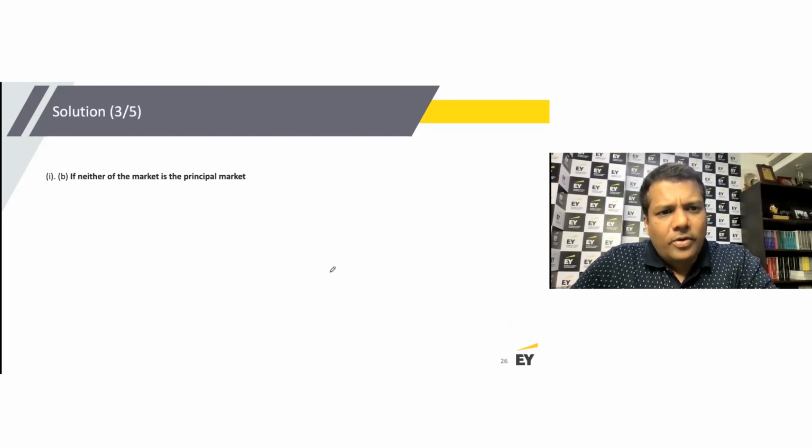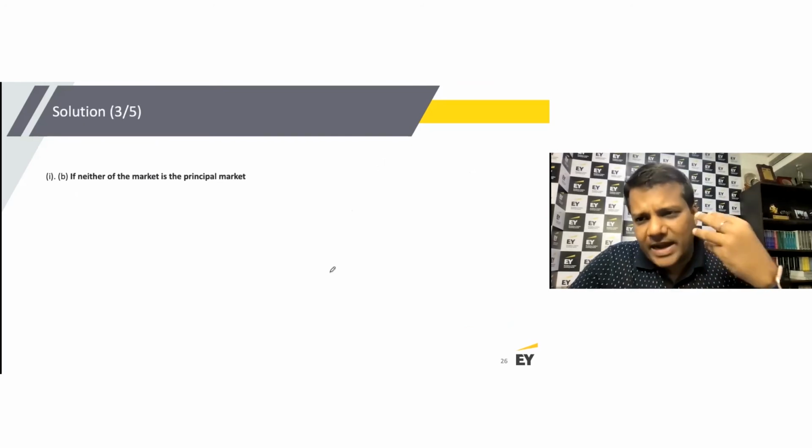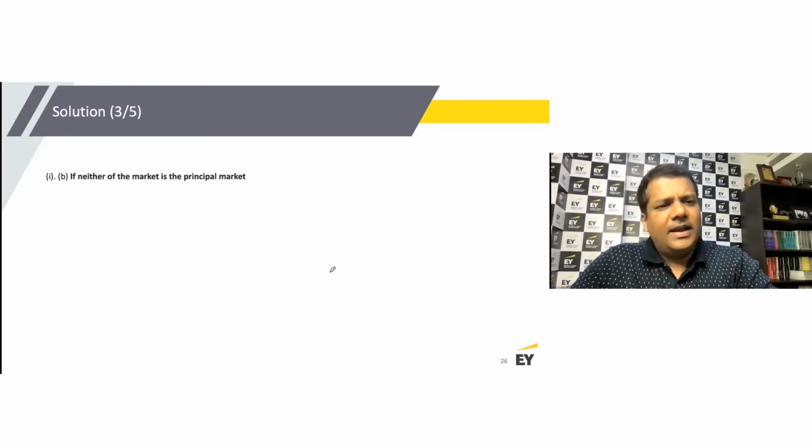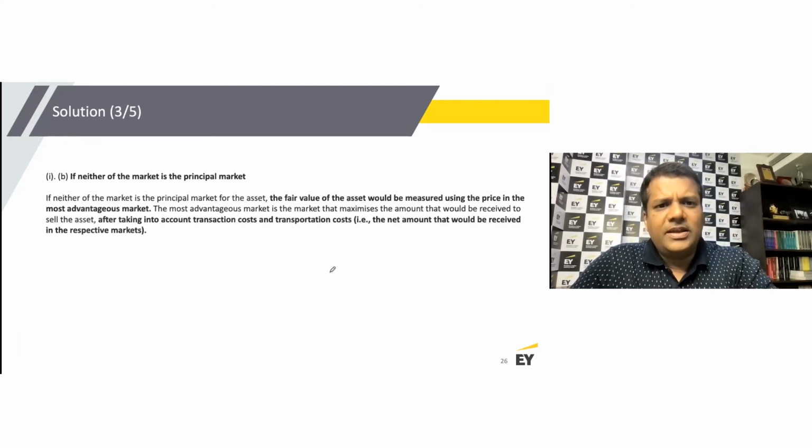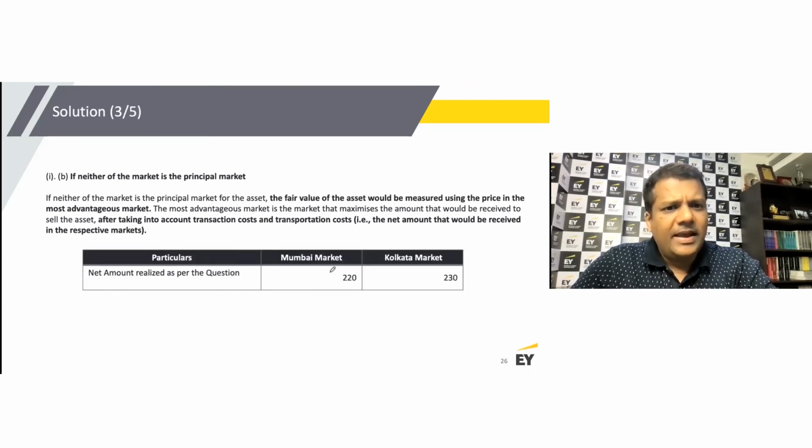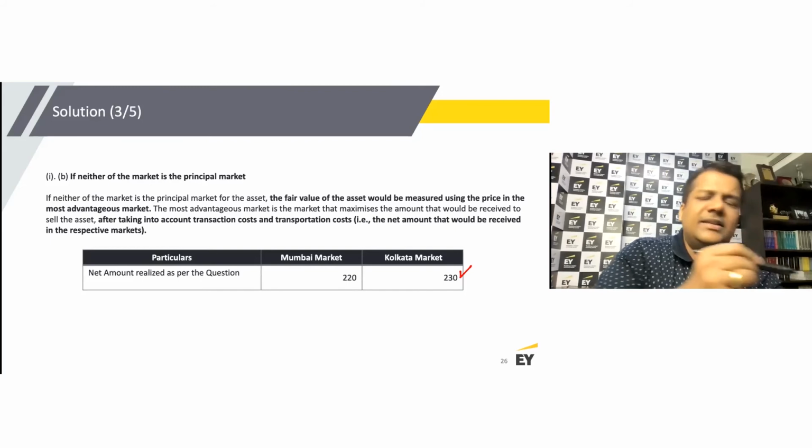Now, if neither of the markets is the principal market, then I'm going to look at the most advantageous market. For calculation of the most advantageous market, I'm going to compare both. I'm going to look at the realizable value with my transaction cost and the transportation cost. That number for Mumbai is 220 and Kolkata is 230. So Kolkata is the most advantageous market.